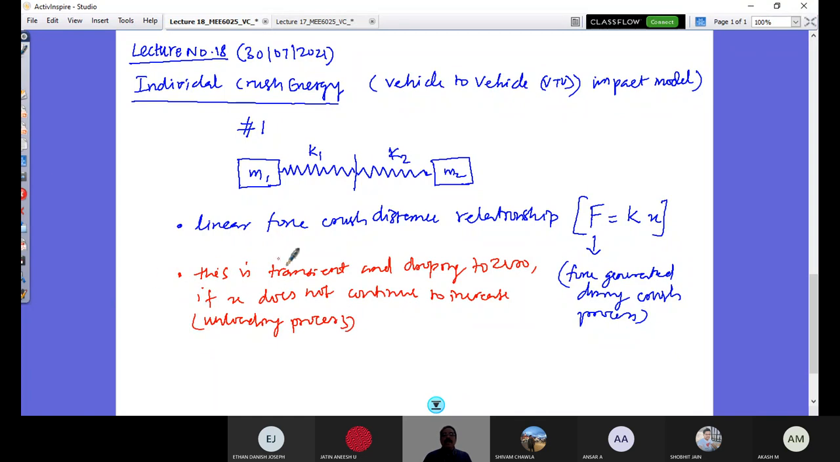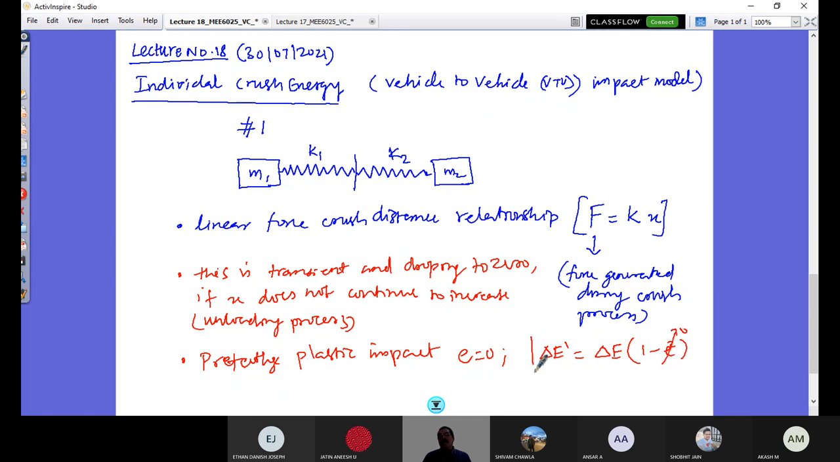So what is that important assumption that we also make? It is perfectly plastic or inelastic impact. So when you say that E equals zero, that's what you understand. When you say E equals zero, there is no restitution period, and your energy dissipated would be the same as delta E, because 1 minus E squared goes to 0. So this is all from Kelvin's theorem that we have proved, that we are aware of, right?